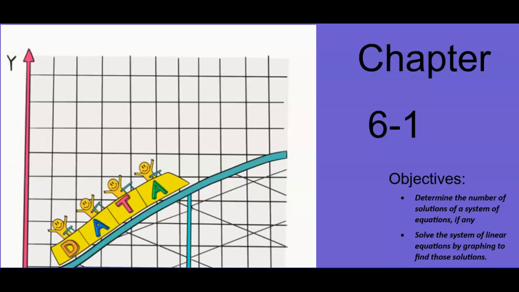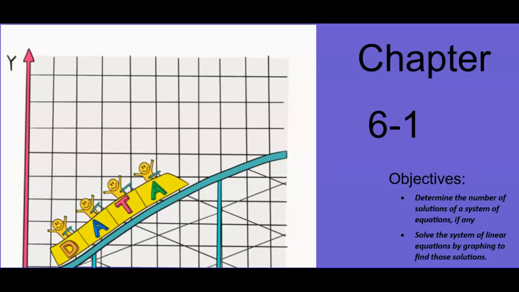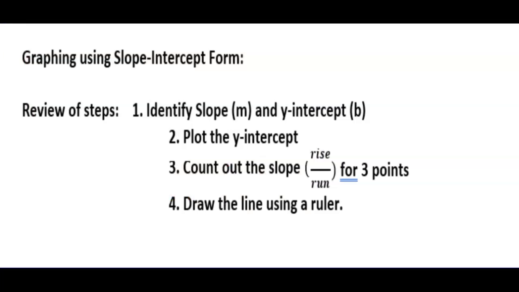Hi there. We are going to start with 6-1, Chapter 6, Section 1. We are going to be doing some graphing here, so we thought we would review some graphing. We remember that slope-intercept form is y equals mx plus b, and that's going to be really important. Okay, so let's review steps of graphing using slope-intercept form.